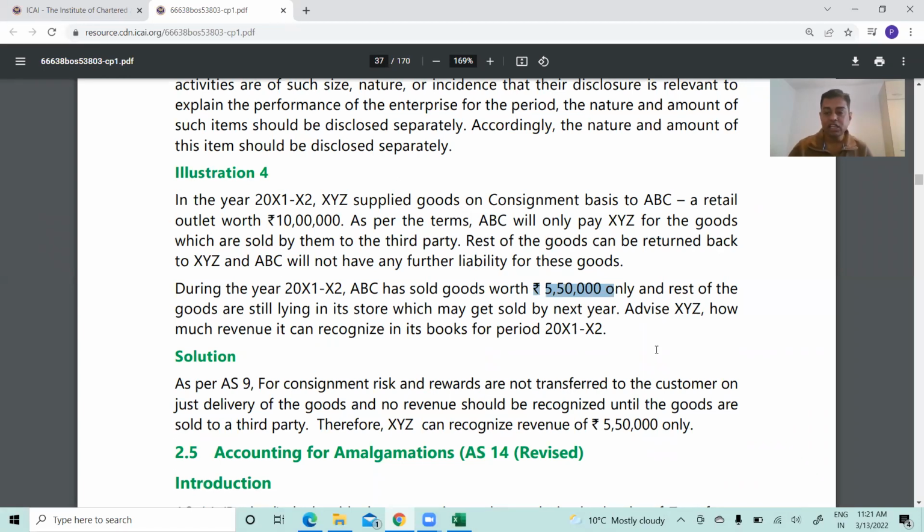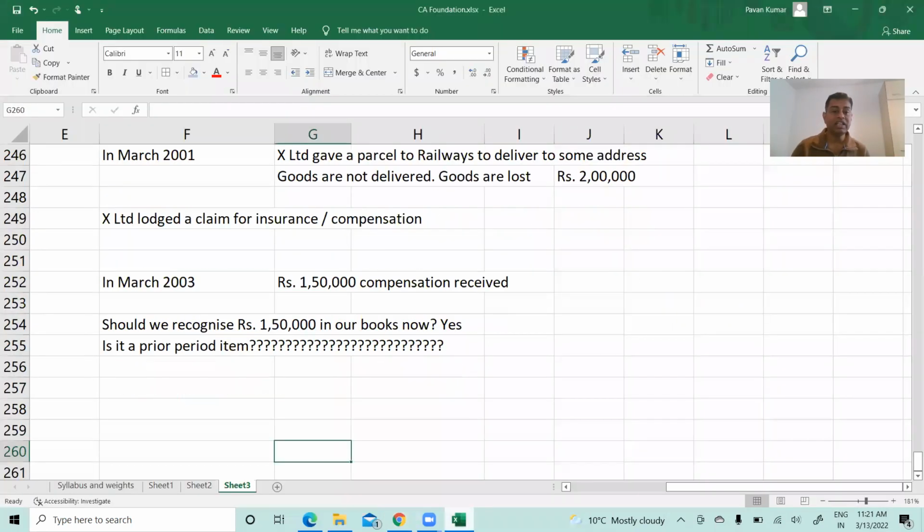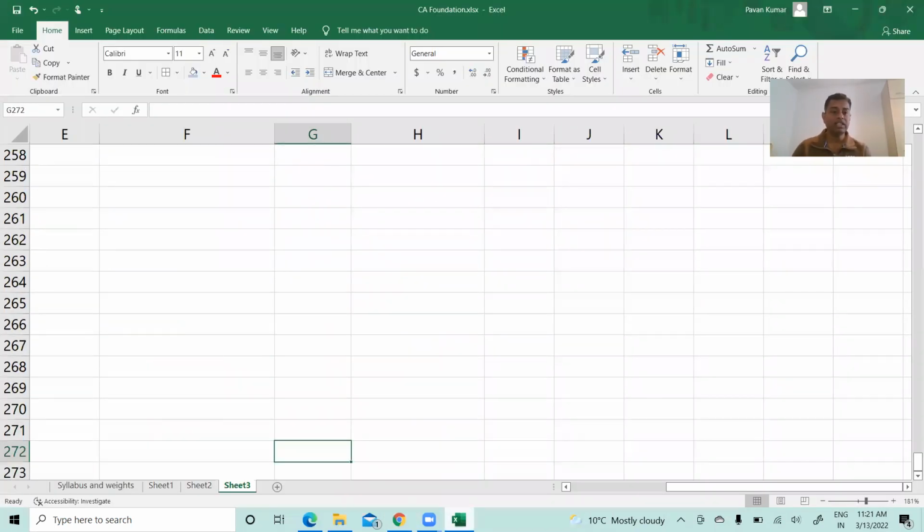Okay. So with this AS9 is also over. But since we have a few more minutes, I'll give you one more example. It is repeatedly asked in the exam. AS9 is repeatedly asked in the exam. Right now.